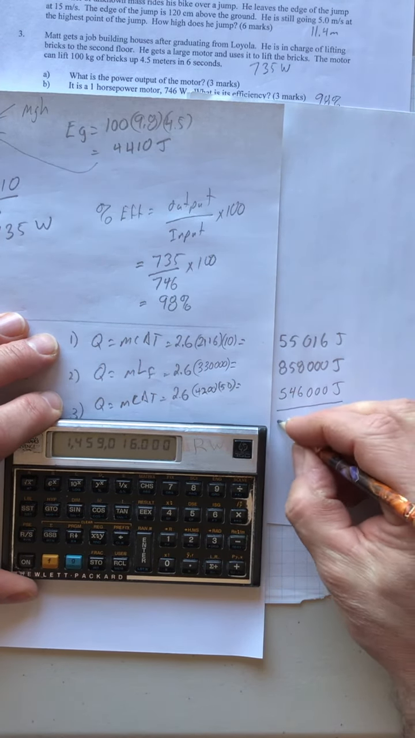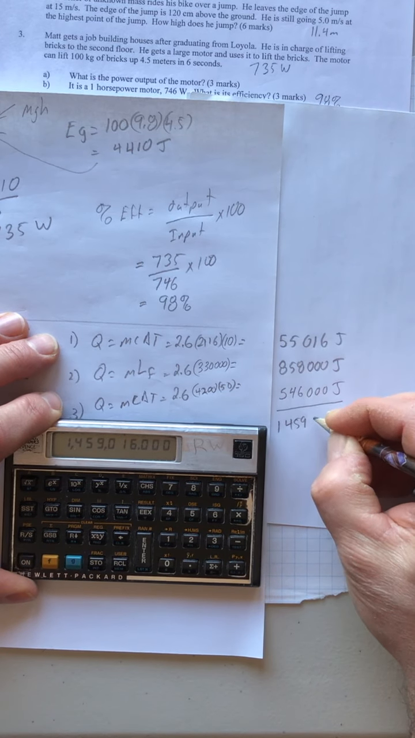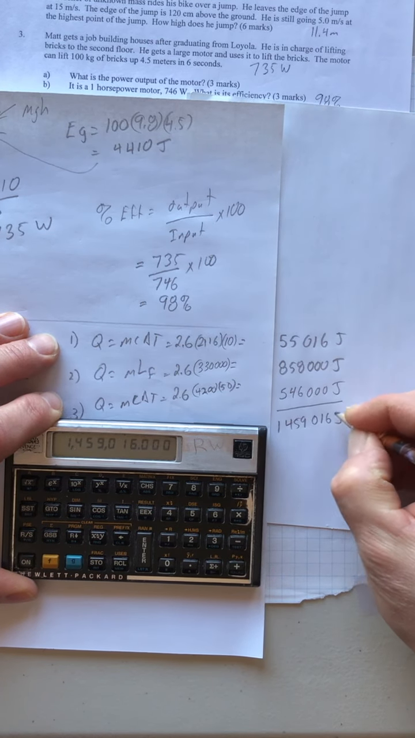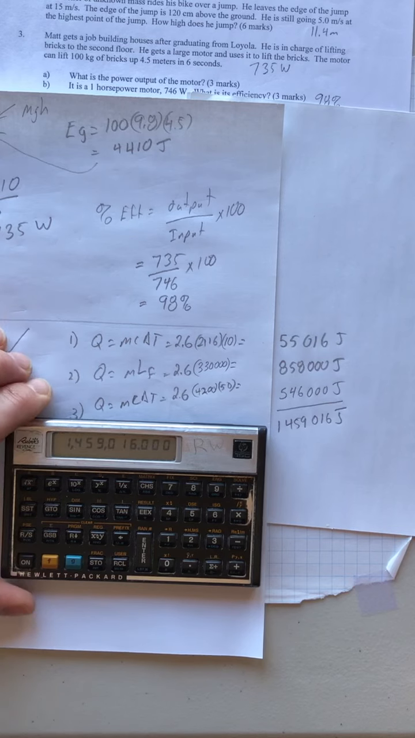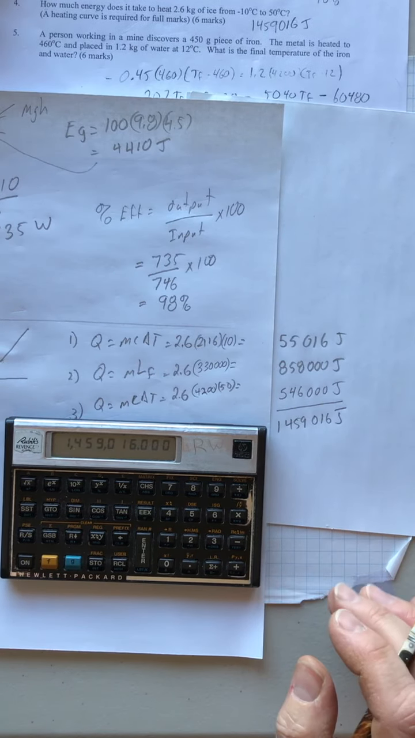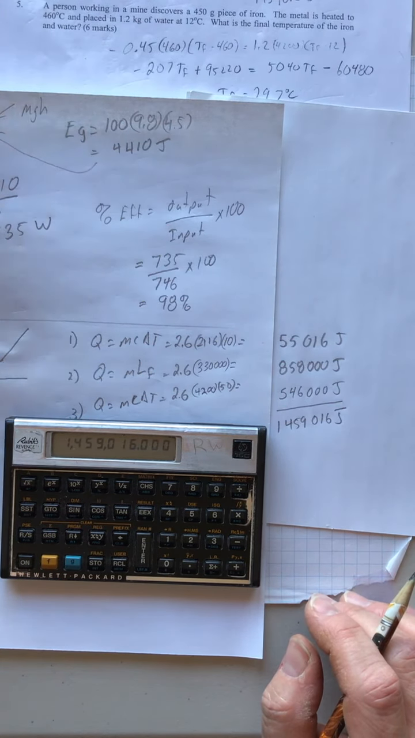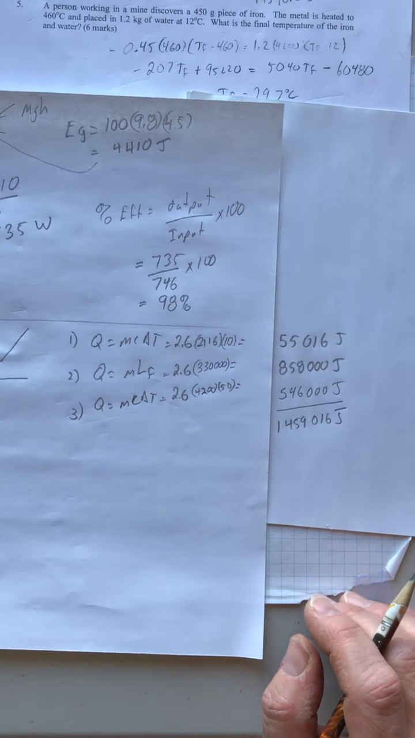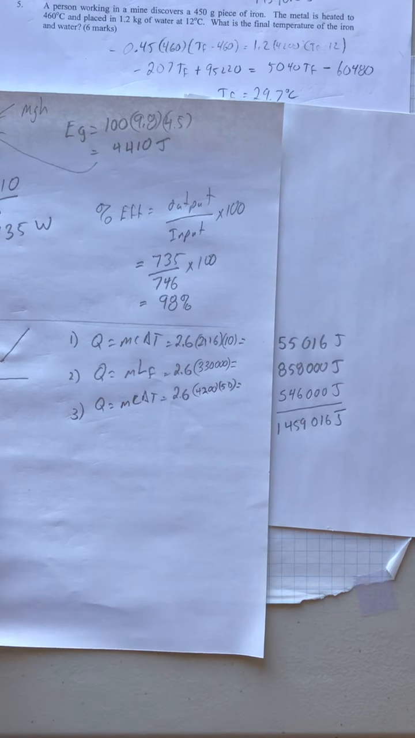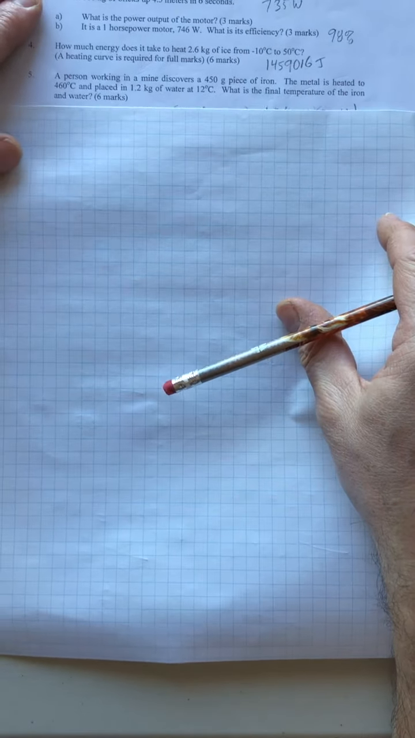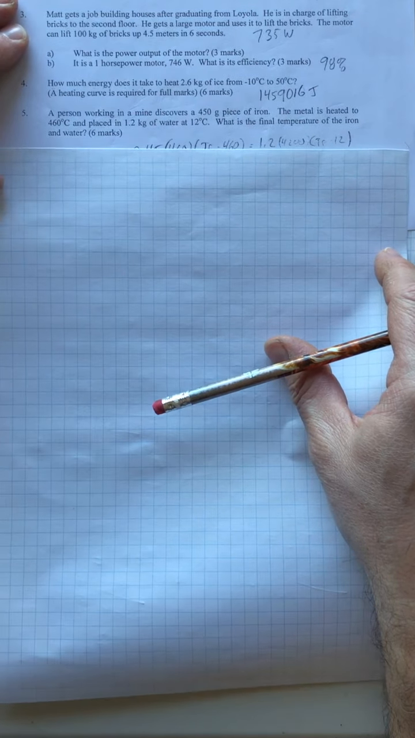And we get 1,459,016 joules of energy to heat up the ice from ice up to 50 degrees. Now we got one more question to do. Put that guy aside. Number 5. Even though the answer is right there, well, we'll run through the process.